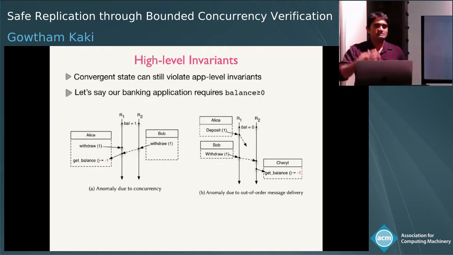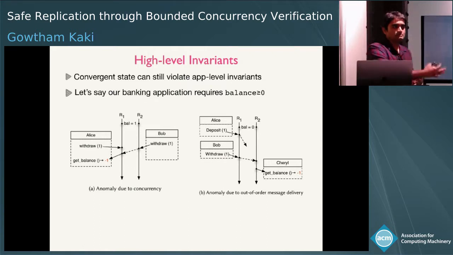Since the convergence is essentially eventual, while the state hasn't yet converged, it's possible to see transient anomalies. The scenario on the right-hand side demonstrates this process. Let's say we have two replicas initially balanced at 0 on both ends.